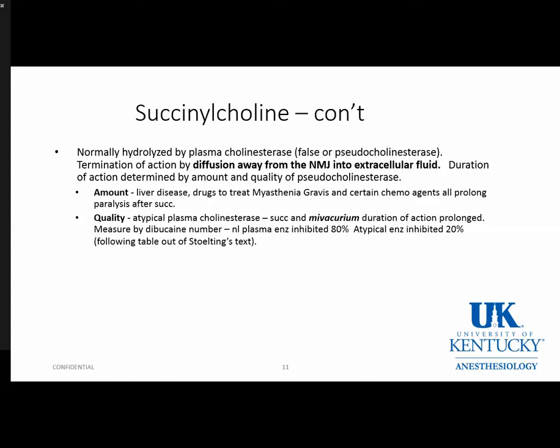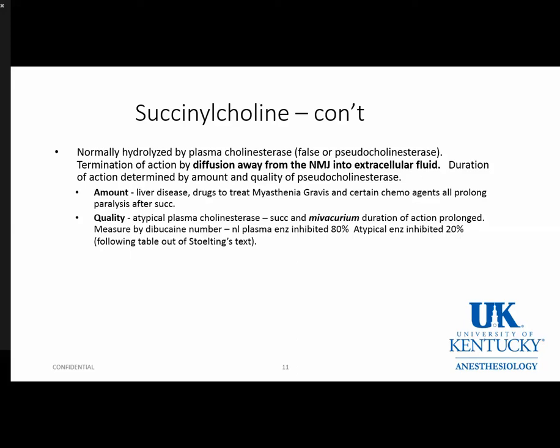There are a couple of things that determine the duration of action when considering the amount and or the quality of pseudocholinesterase. The amount of pseudocholinesterase certainly is affected by liver disease, drugs to treat myasthenia gravis and Eaton-Lambert syndrome. Certain chemotherapeutic agents such as cyclophosphamide all can prolong paralysis after succinylcholine. The quality of the enzyme can also affect it, and there are individuals who have atypical plasma cholinesterase. They'll have a normal amount of pseudocholinesterase, but it simply doesn't work well.